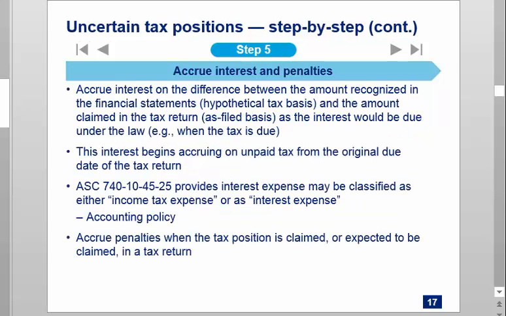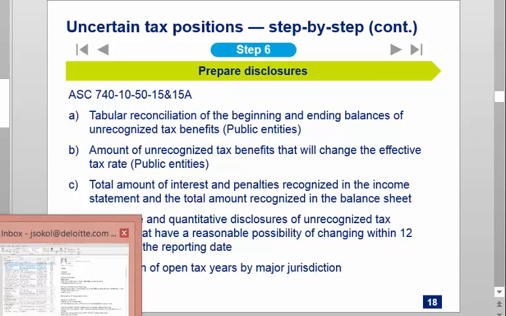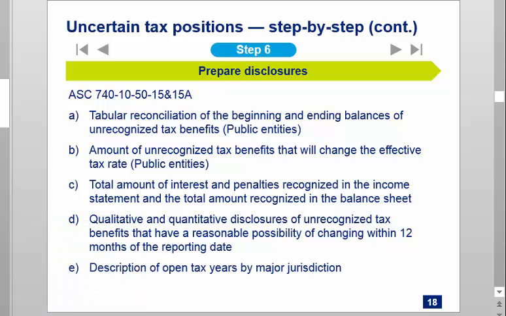Okay, we talked about interest and penalties. You have to accrue it. Disclosures. Okay, let's talk about EA.